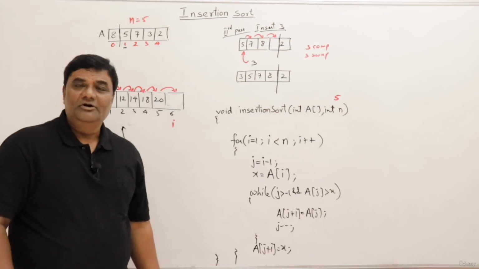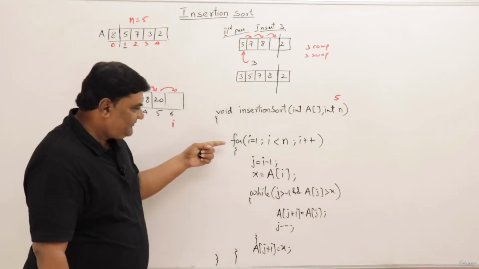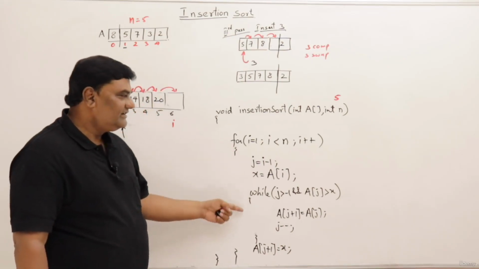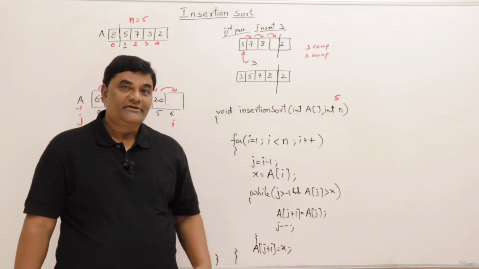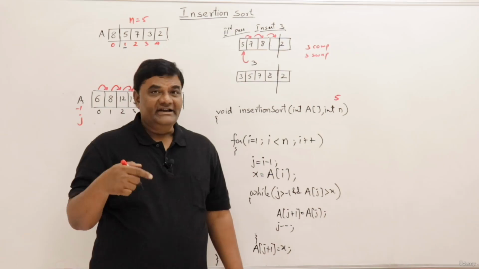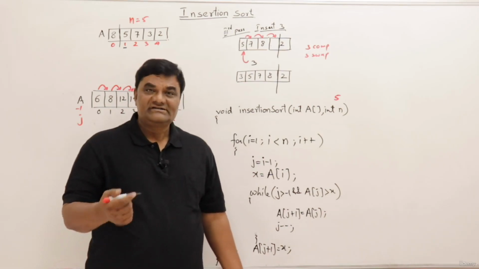We found that the time complexity of insertion sort is n square. And here from the code, if you see for loop, then inside that while loop. So two nested loops are there. So this is n square. So from the code also we can say it is n square. So next thing that is remaining is we have to check whether it is adaptive or stable or not.